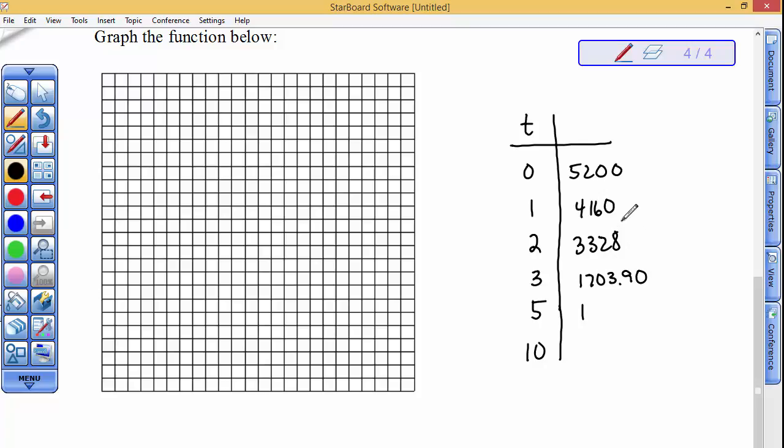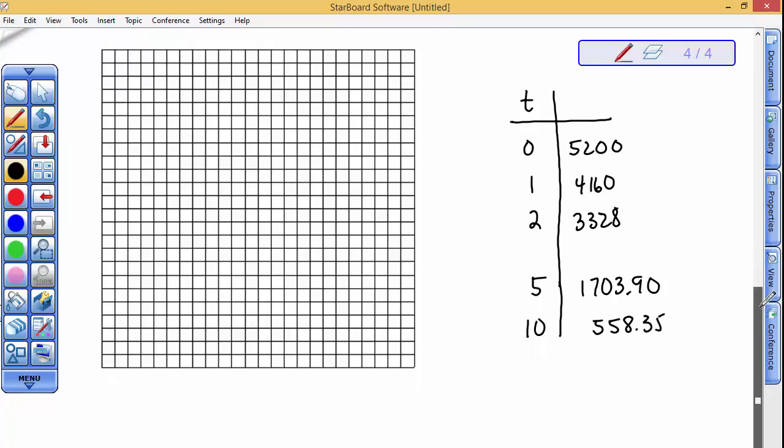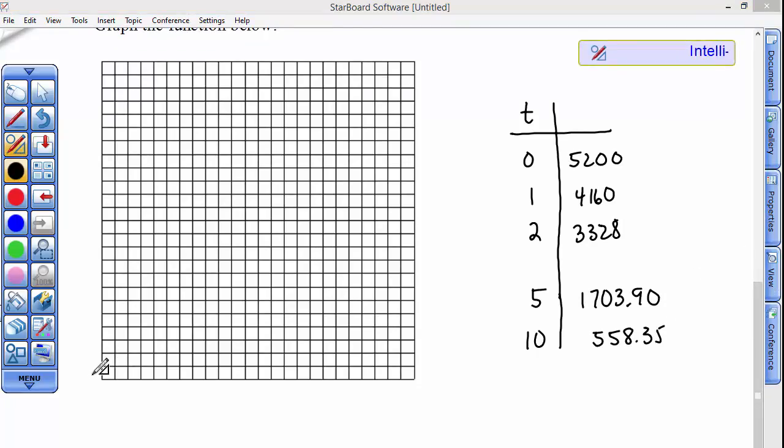1, 2, 3, 5 is, cannot see what I've lost. Oh, there was no 3. That's what it was. So 5 was 1703.90. In year 10, it was worth $558.35. So if you're showing this to the manager, you're an accountant and presenting this, you may have to show the decay rate of this copy machine in the form of a graph.